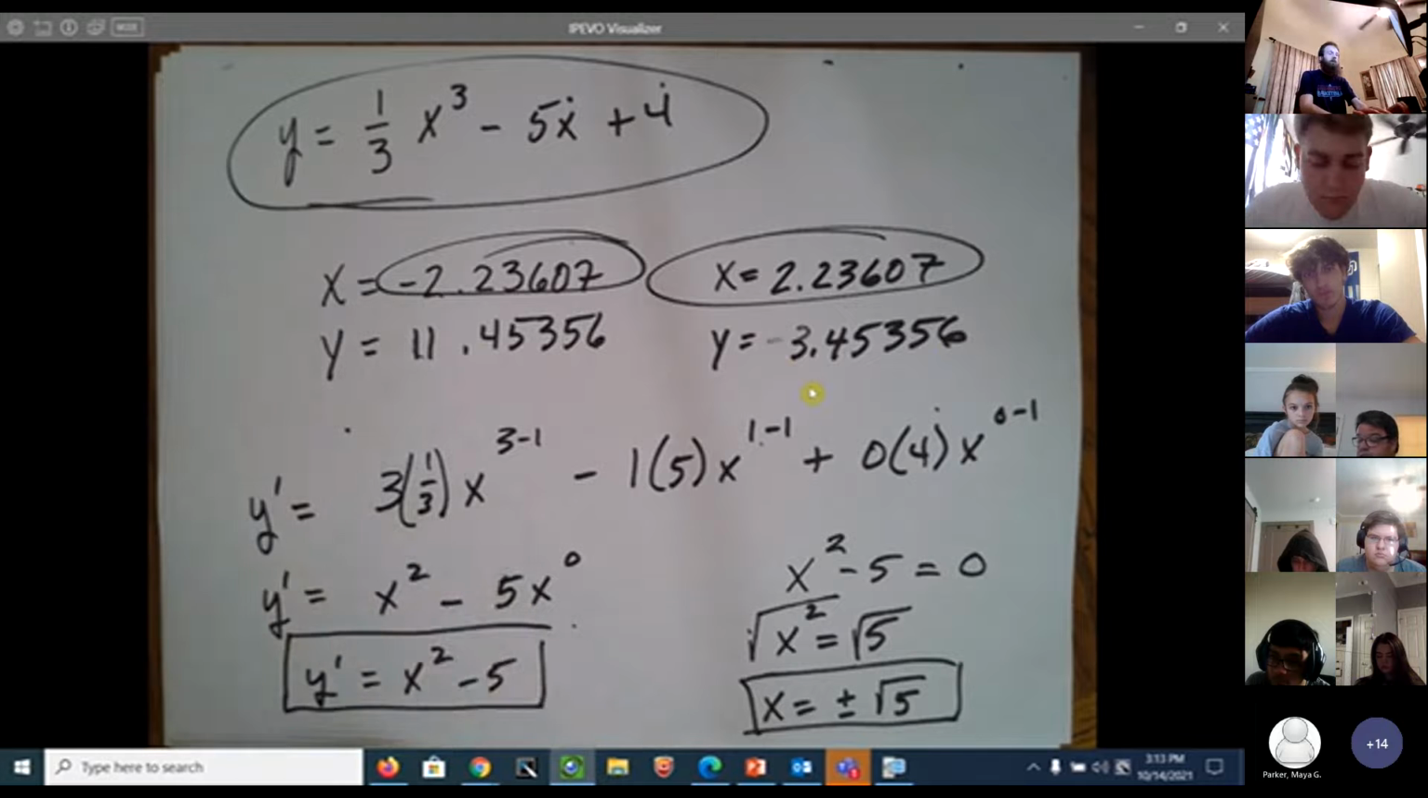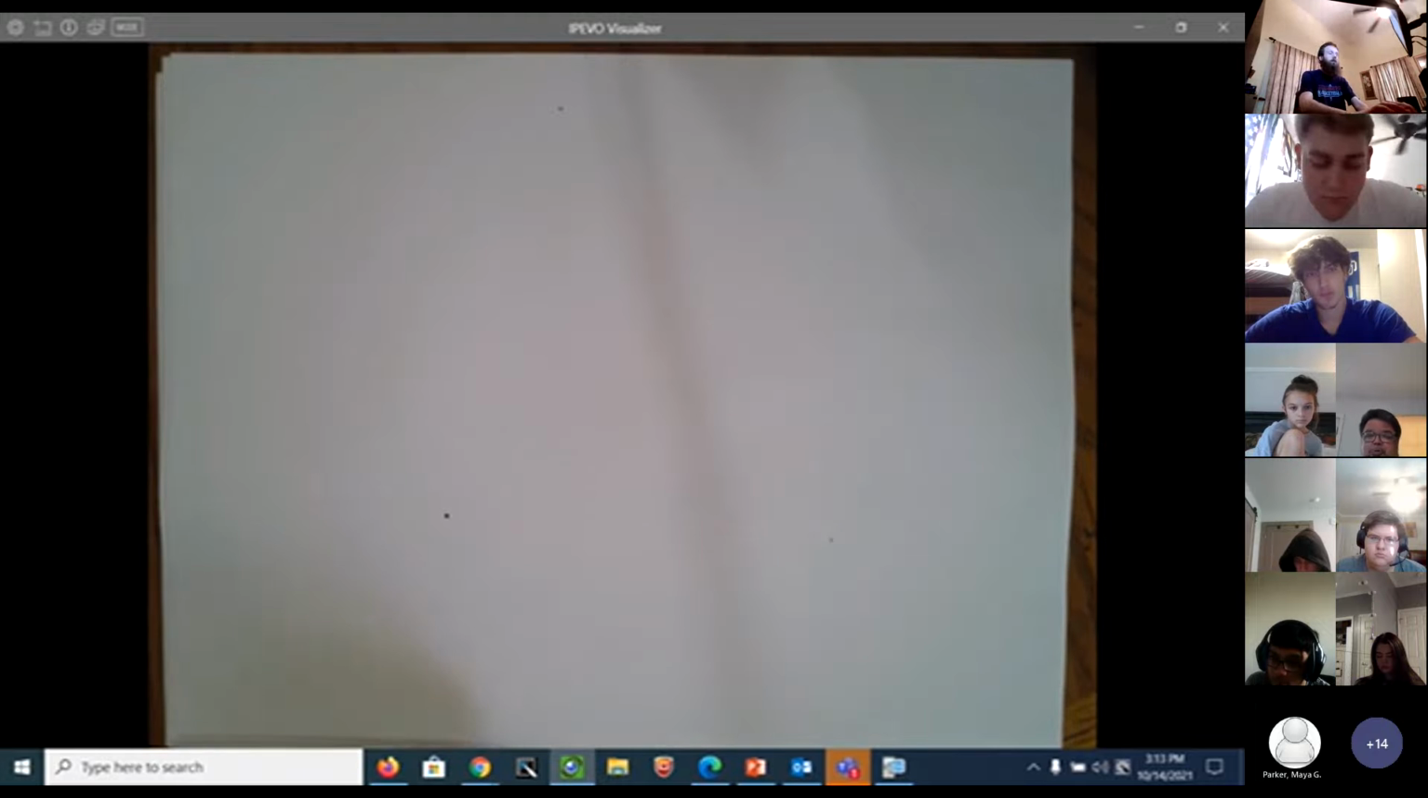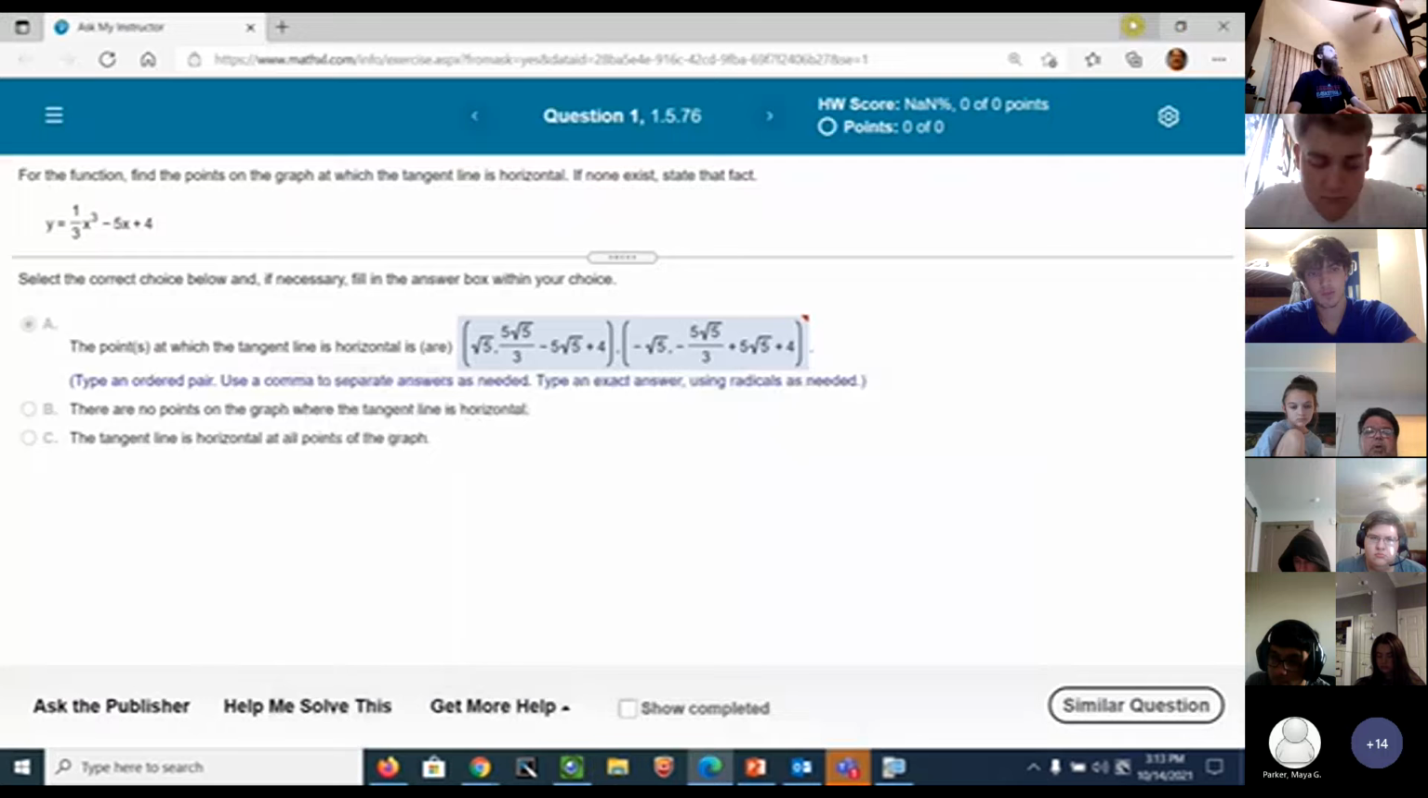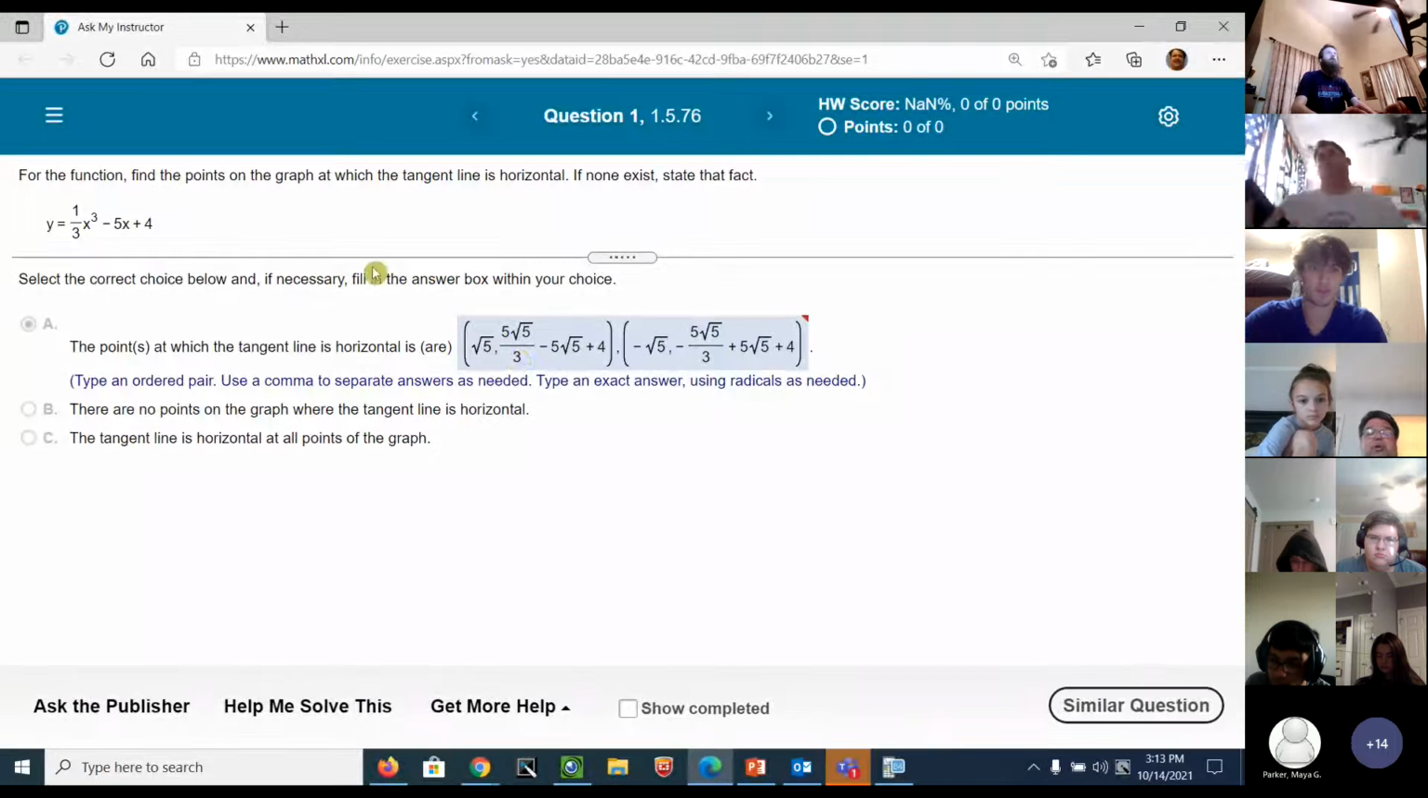But okay, let's move on. That one is a good test question, but for the answer, all they needed was the x's. They don't need all that. There's the positive square root of 5. There's the negative square root of 5. That's all they needed.